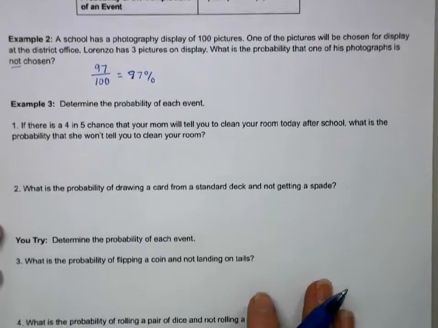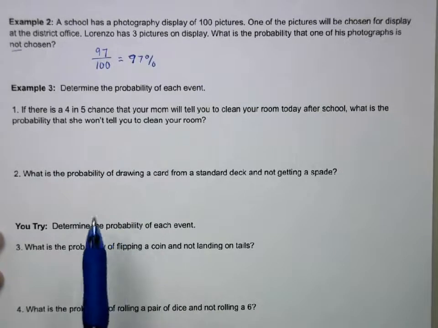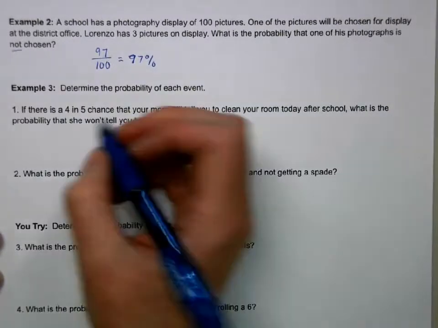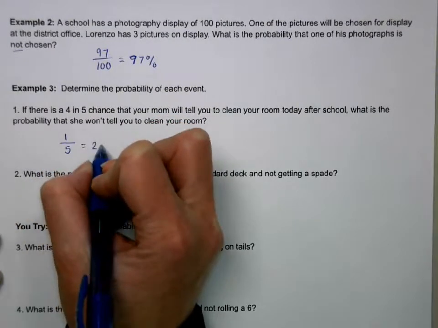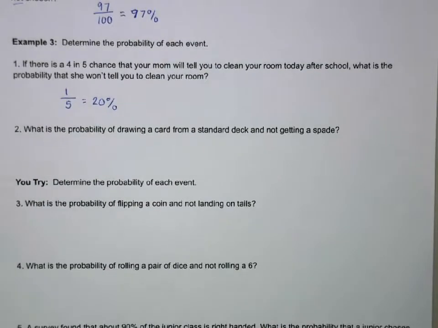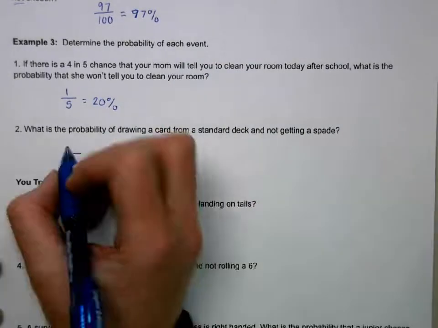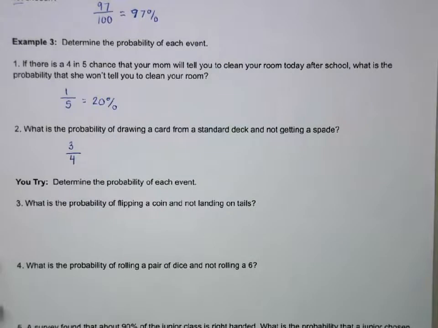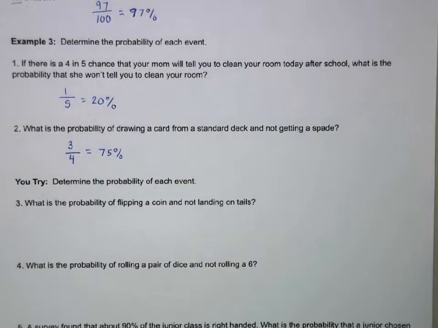Okay, let's look at some more. If there's a 4 in 5 chance that your mom will tell you to clean your room after school, what is the probability that she won't? Well, if there's 4 out of 5 she will, there's a 1 out of 5 she won't. So 20% chance mom's not going to tell you to clean your room. Okay, what is the probability of drawing a card from a standard deck and not getting a spade? Well, there are 4 different suits. So of those 4 suits, if I don't want a spade, that remains 3 others: clubs, hearts, diamonds. So there's a 75% probability that you will not choose a spade.